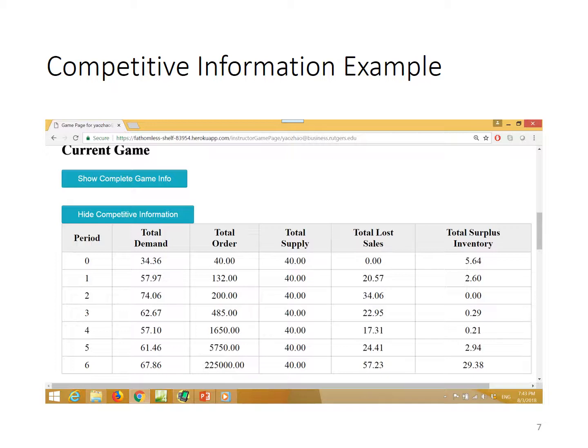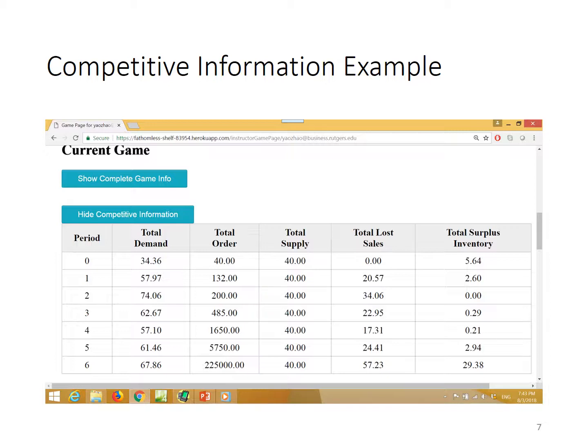And in period 6, the total order rose to 225,000. At the end, their orders became completely irrelevant to their demand. What they were doing was guessing what the others might order and how they could inflate the orders to get a good share of the supply. This led to a disastrous outcome.